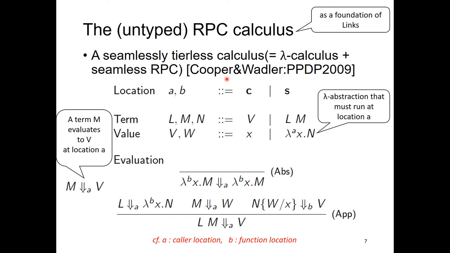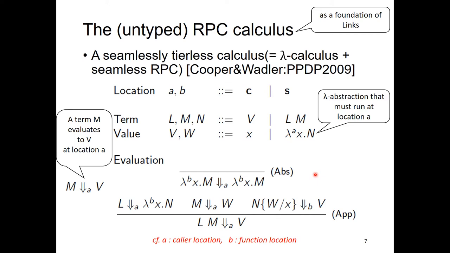The RPC calculus is a seamlessly tierless calculus that extends the lambda calculus with an RPC feature. It was proposed as a foundation of Lynx by Cooper and Wadler. In the calculus, C is the client location, and S denotes the server location. Every lambda abstraction has a location annotation A, meaning that this must run at the specified location A.